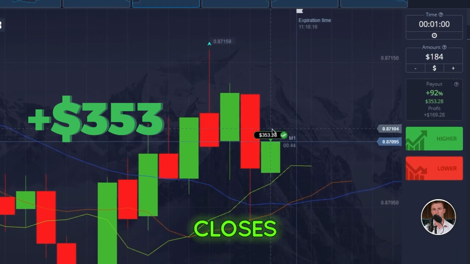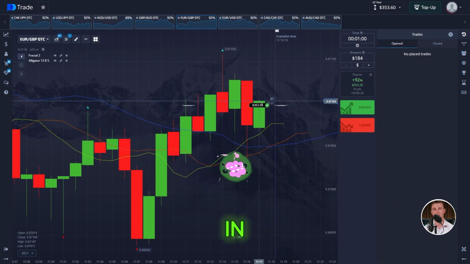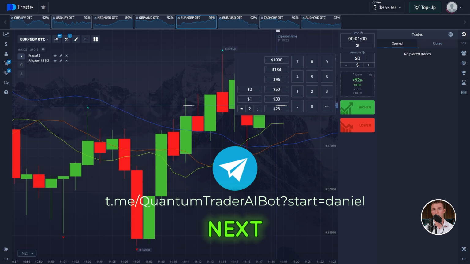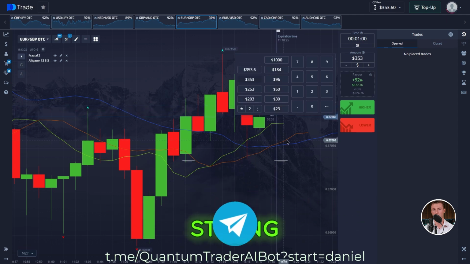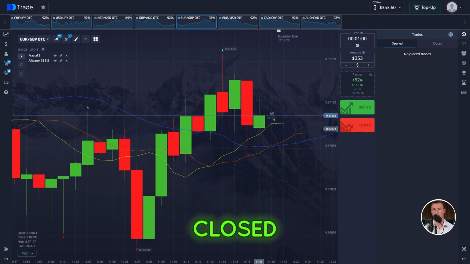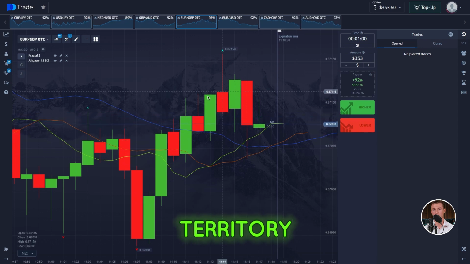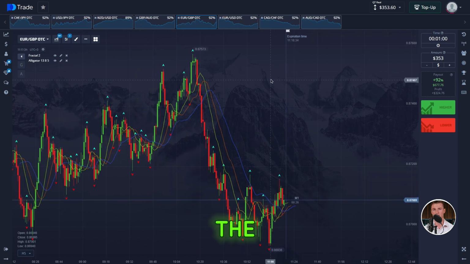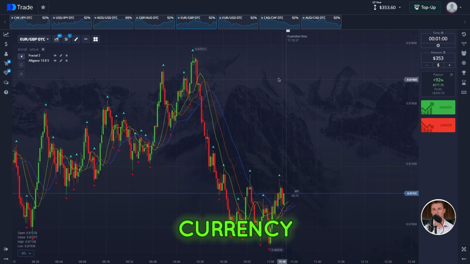Once again, our deal closes in positive territory. In the last seconds, as I said, since we had a strong pullback, the next candle should also show its strong upward force. So we closed the deal in positive territory. Let's continue trading and select the next currency pair.